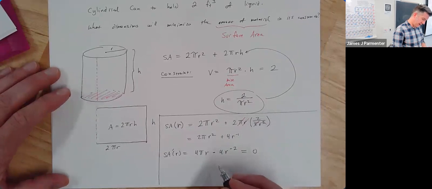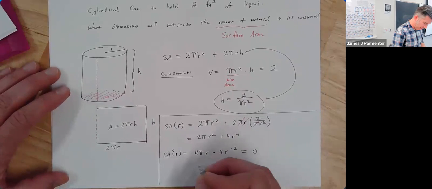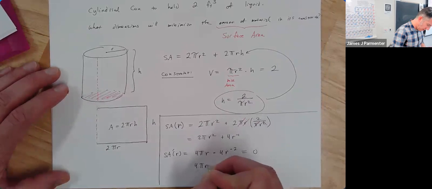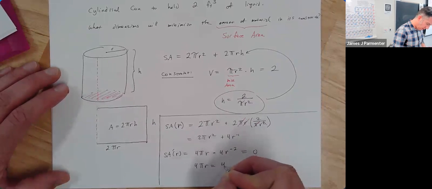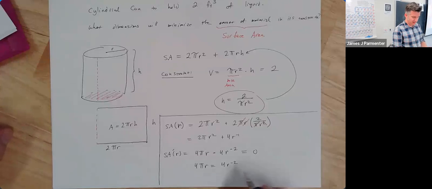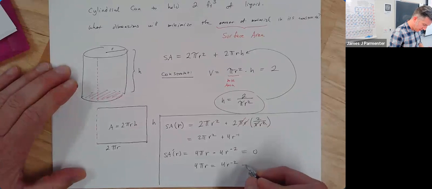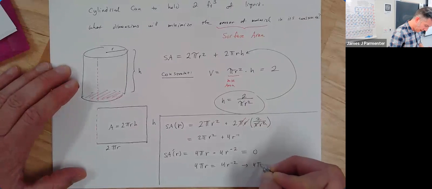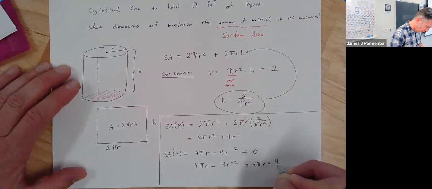I would set 4 pi r equal to 4r to the negative second. I know this is not what I usually do. Usually I'm like, factor. This is one exception when you've got negative powers. It's kind of easier and better to do it this way. And then rethink of this as 4 pi r equal to 4 over r squared.